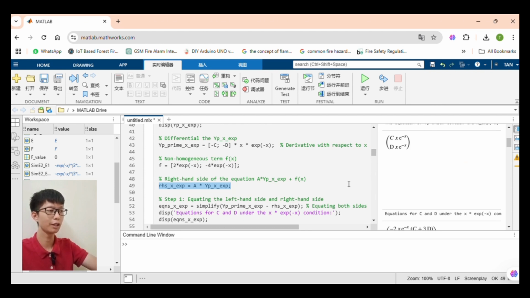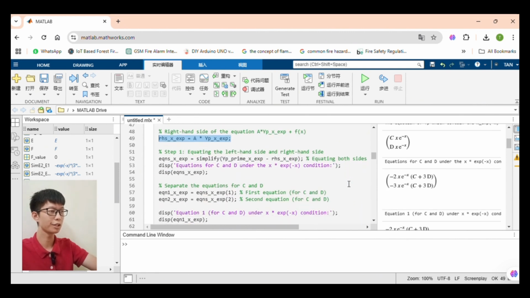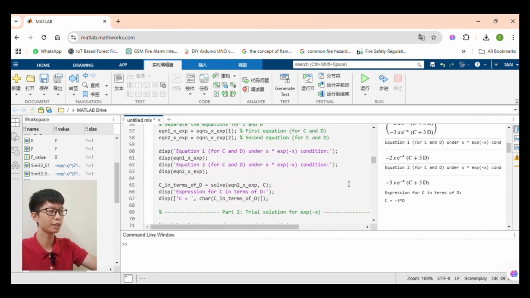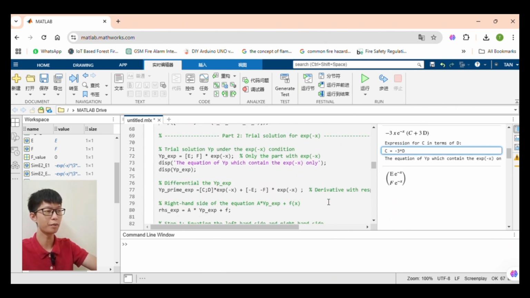Here we get two equations, equation 1 and equation 2. But these two equations are actually the same, so we get only one equation, which is C equal to 3 minus 3D.